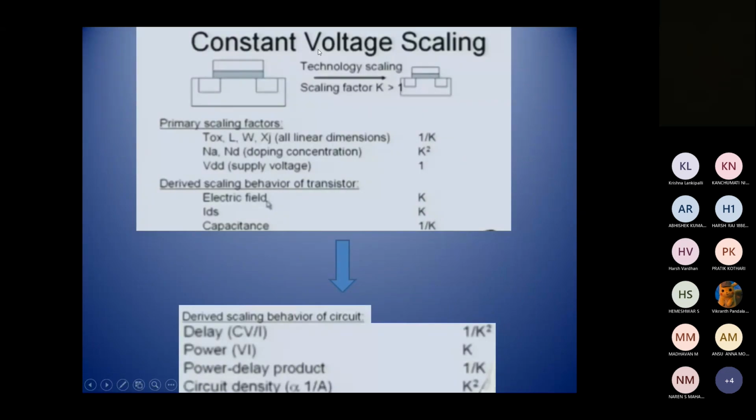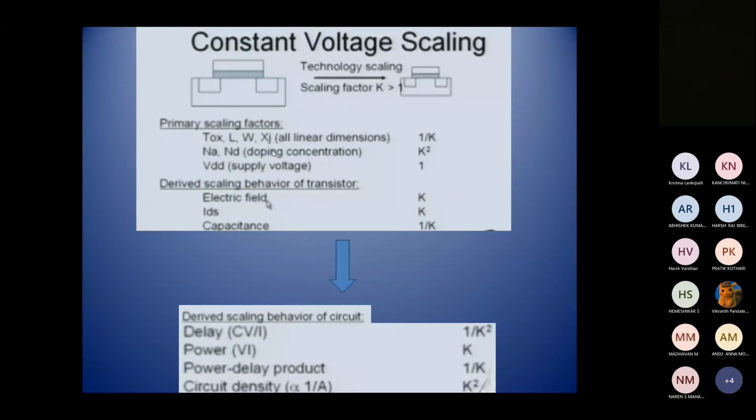This is the same thing we have to do. Here are all the primary scaling factors. All the linear dimension factors like channel length, channel width, junction depth, and oxide thickness have to be reduced by k factor, so they are multiplied by 1 by k. If we have a new miniaturization of the devices, we have to take this into consideration. That means all the linear dimensions have to be reduced by k, where k is greater than 1.